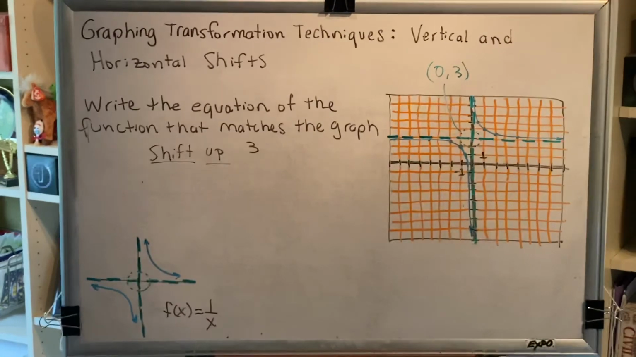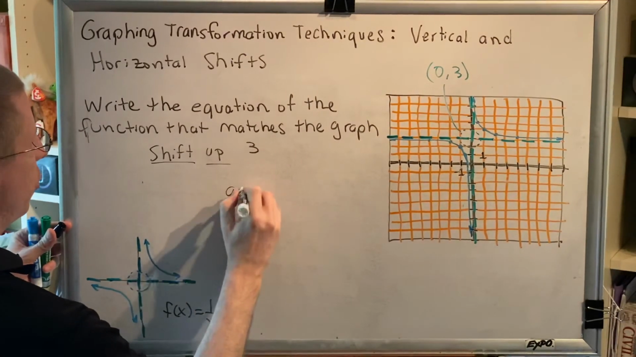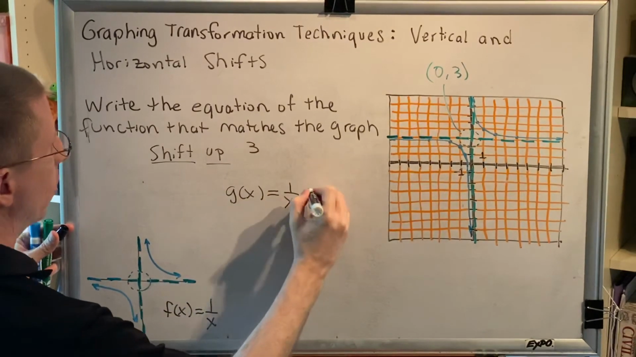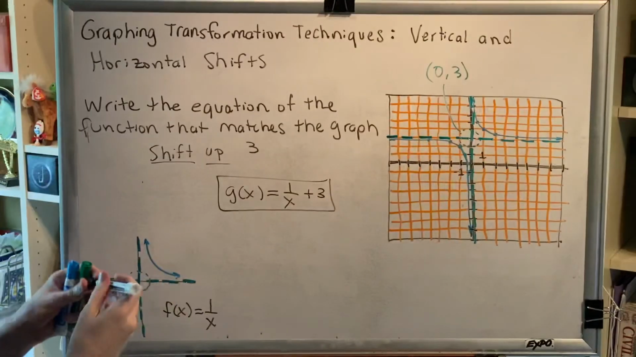Vertical shifts behave exactly the way you would expect, and so we just have to add 3 at the end of this equation. So our answer is g of x equals 1 over x, and then after that, plus 3. That is the equation that goes with this graph.